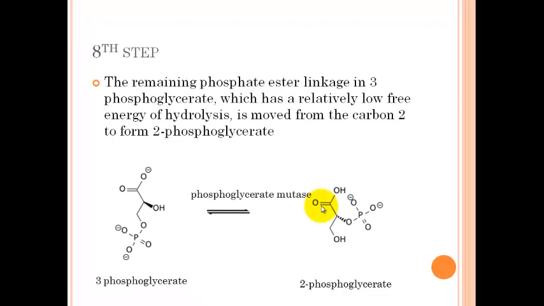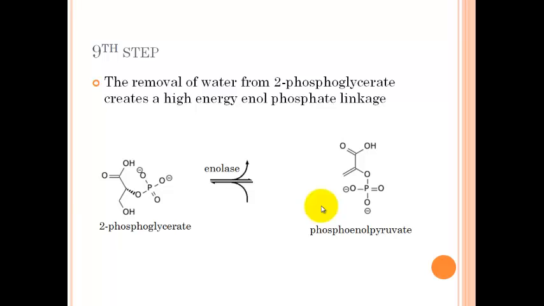Eighth step, 3-phosphoglycerate converts into 2-phosphoglycerate by the help of the enzyme phosphoglycerate mutase. The ninth step, 2-phosphoglycerate converts into phosphoenol pyruvate.